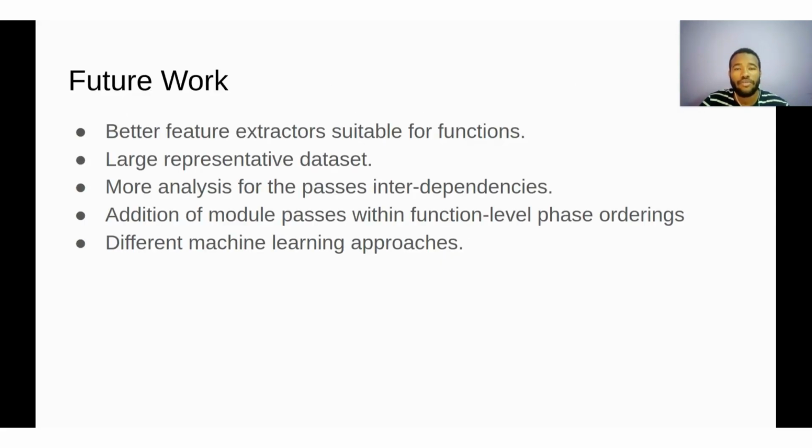Finally, I'm going to talk about future work. First, we think designing better feature structures that are suitable for functions will help in improving the performance of our method. Next, we think that training on a large representative dataset will help in improving the generalization of the agent. In addition, doing more analysis of the passes and their interdependencies will help in designing more efficient solutions.